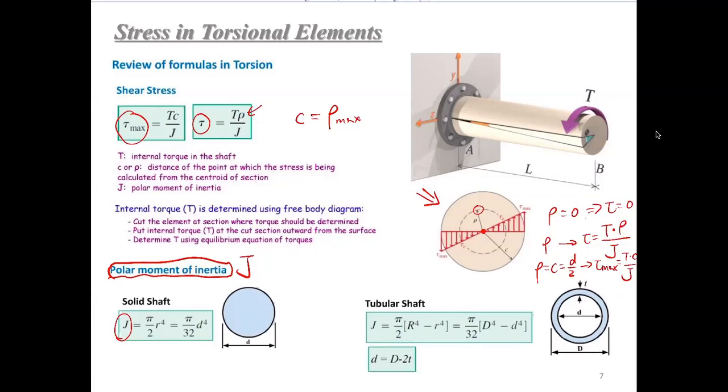If it's a solid shaft, J equals pi over 32 times D to the fourth power, where D is the diameter. For a tubular shaft, J equals pi over 32 times D to the fourth minus d to the fourth, where D is the outer diameter and d is the inner diameter.